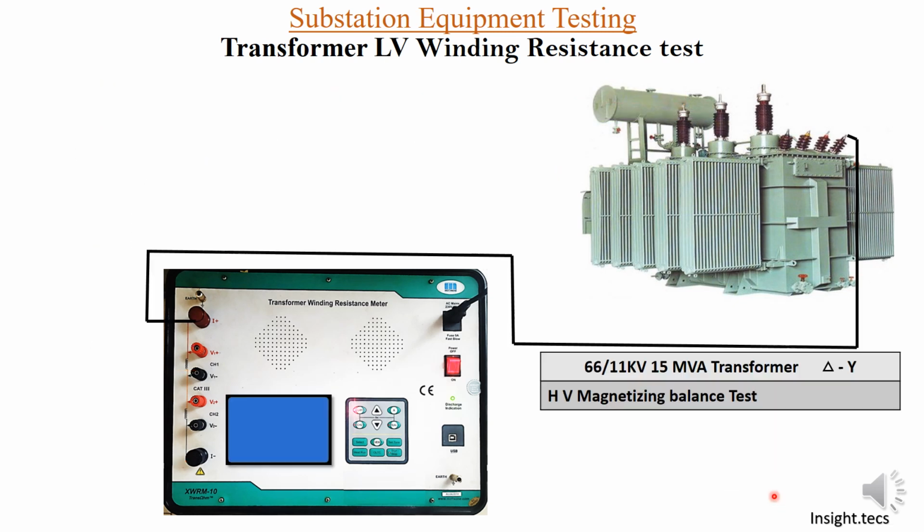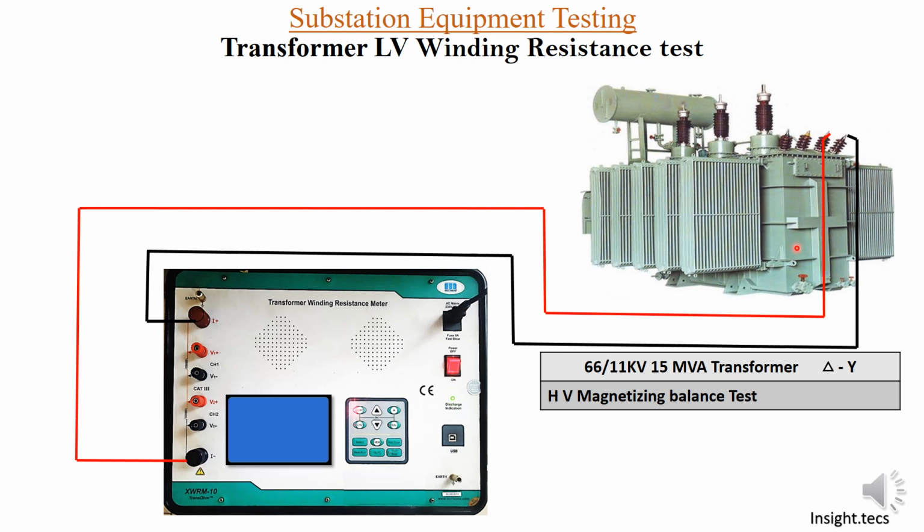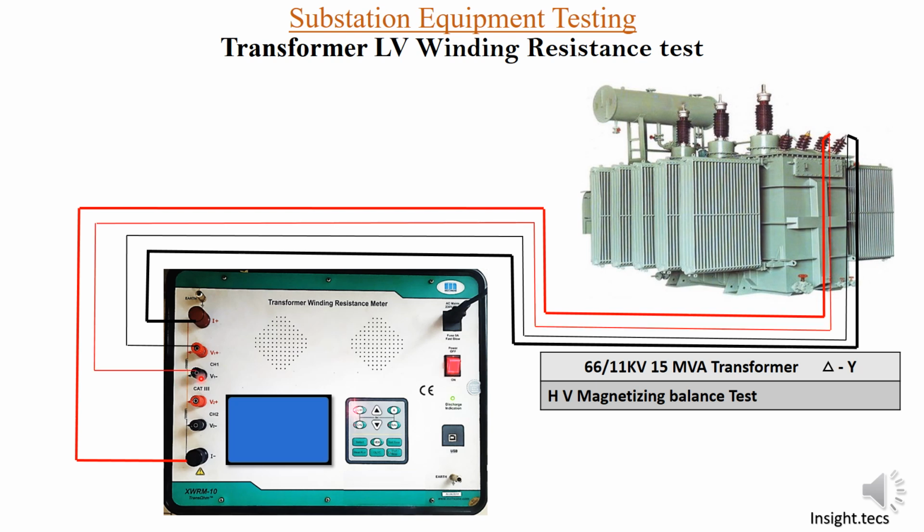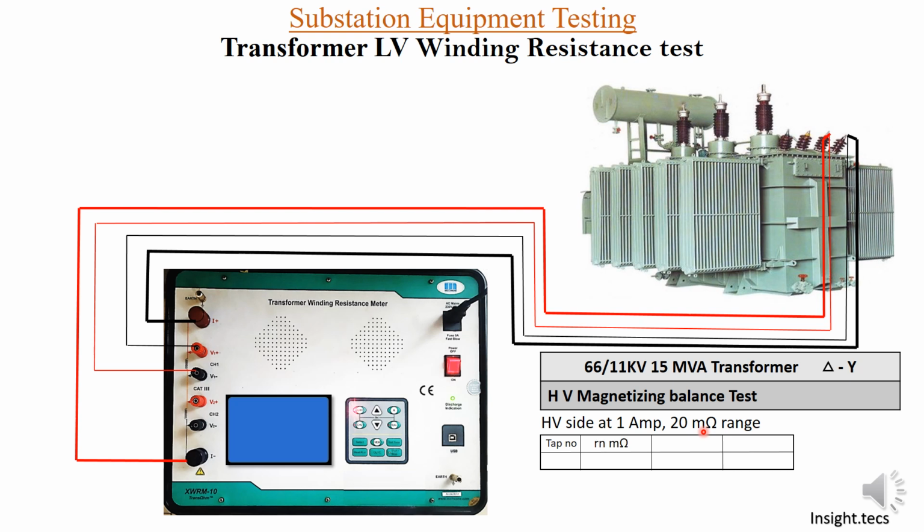Now we will do this test on the LV side because on the LV there is only single winding, so we will connect the I plus probe to any one phase, let us say R phase, and negative will be connected to the neutral. Vice versa is also possible. Again, for positive channel voltage and negative voltage, both the reds will be connected on a phase and both the blacks will be connected on the neutral. For LV side, our settings will be 1 ampere and 20 milliohms range, and for all the 3 windings, the winding is similar for all the taps, right?